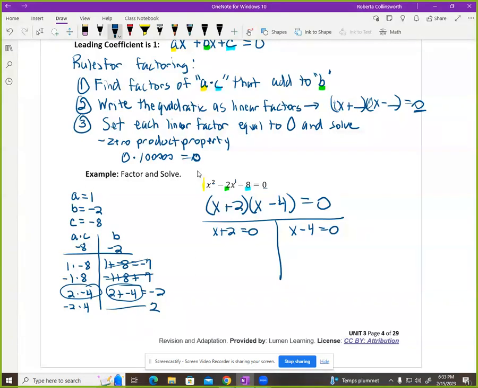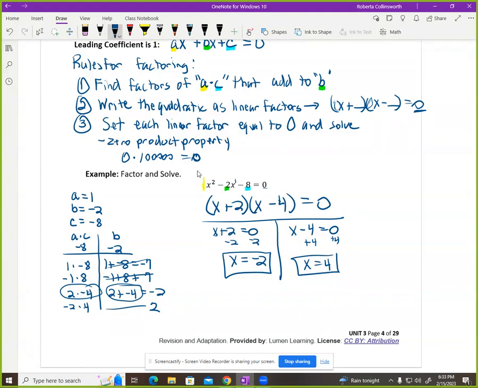So what do I plug in here to make this equal to 0? It's going to be negative 2. X is going to be negative 2. If I subtract 2 on both sides, then I get x is equal to negative 2. Here, I'm going to add 4 on both sides. X equals 4.